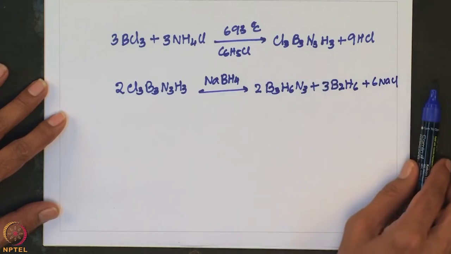The BN distances in the planar BN ring are all equal, 144 picometers. The delocalization of the lone pair electrons of nitrogen into the vacant p orbital of boron is responsible for making these BN bonds equal. That means you have delocalization very similar to that in benzene, because nitrogen has a lone pair and boron has an empty orbital. Borazine is known as inorganic benzene because of its similarity in structure and physical properties to benzene.